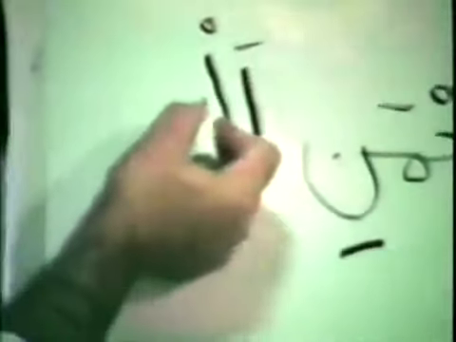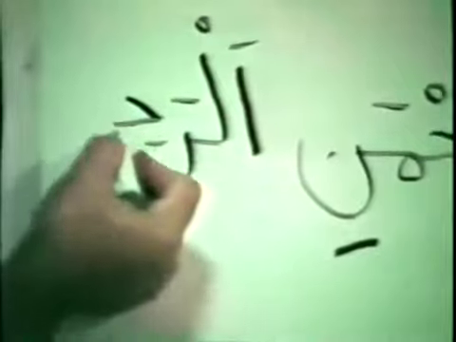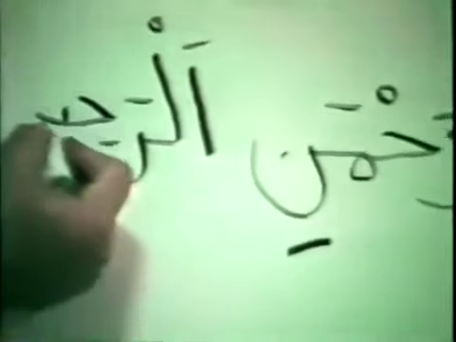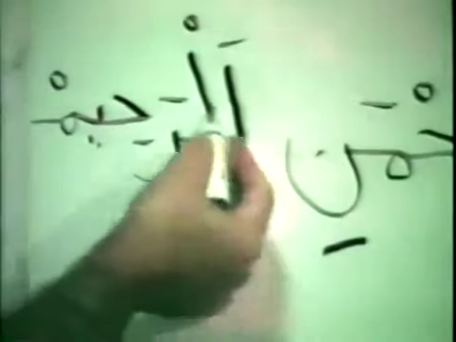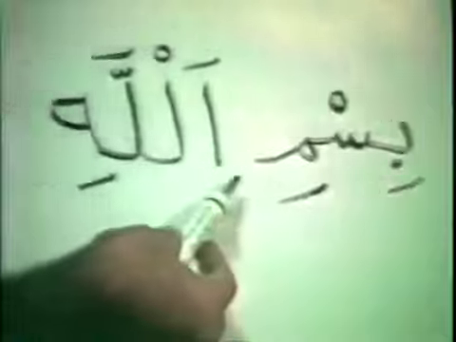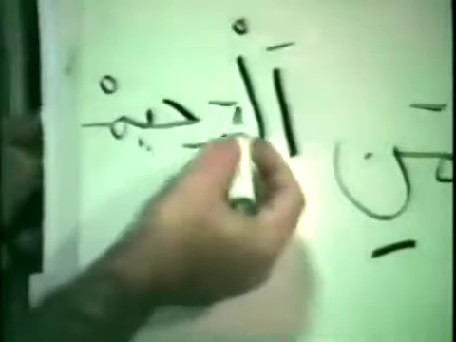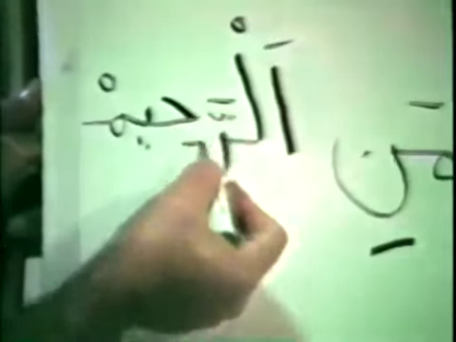Same with the last word, Al, Ra, He, and the long He, Im. And because we're going to stop, we'll put a sukoon, Al-Rahim. And this Al becomes silent when you combine it with the other words. So when you read the whole thing, it becomes Bismillahir Rahmanir Rahim. And you put a shadda here. See how easy it is?